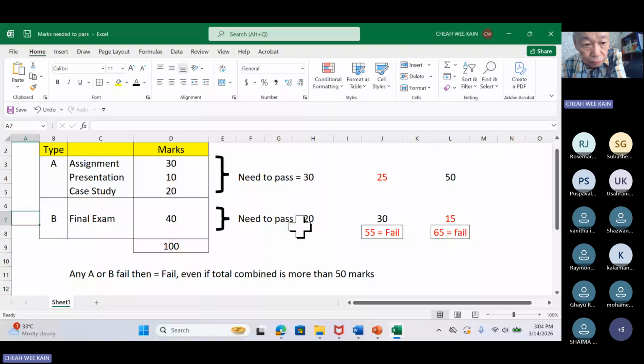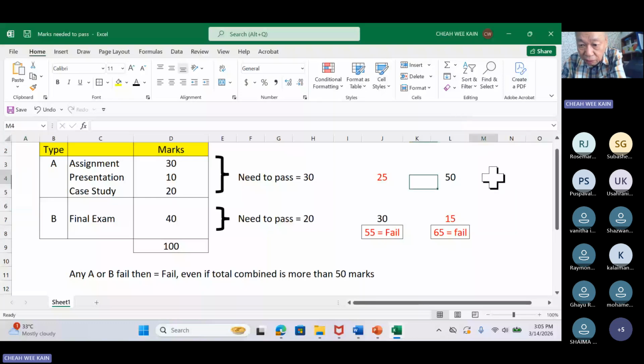The other way also applies. Let's say, for example, type A out of 60, you get a very high 50, and the final exam out of 40, you fail, you get 15. Even though you got 65 marks, we treat that as a fail because you must pass both A and B. Okay, is that understood? Understood. Yes, understood.